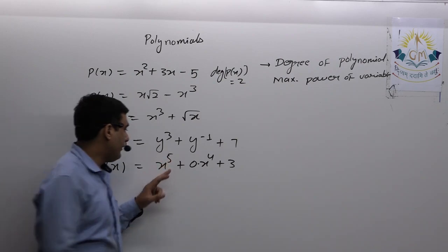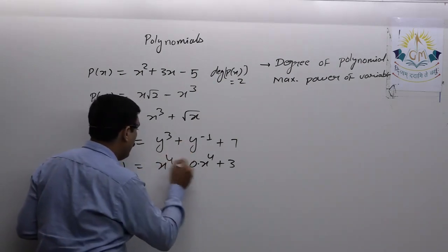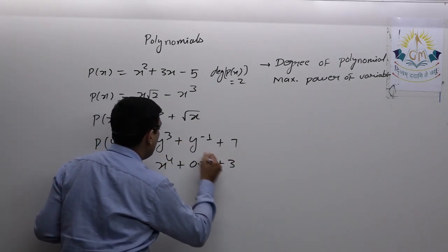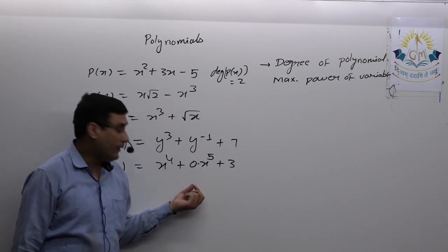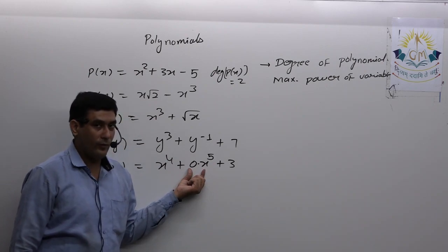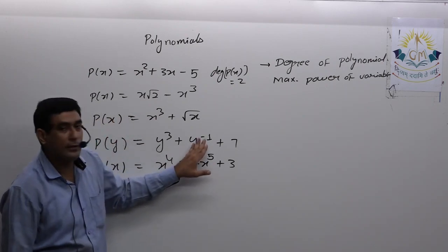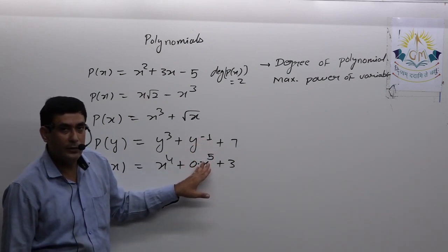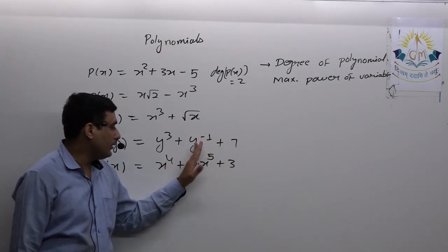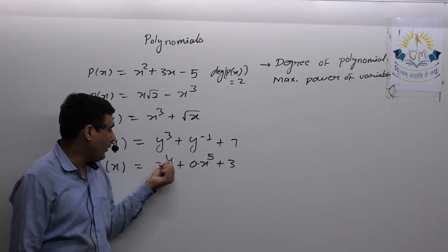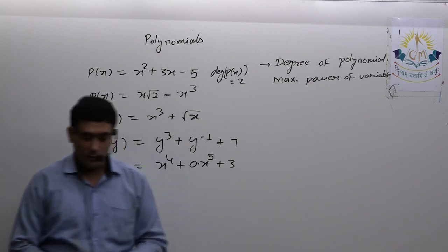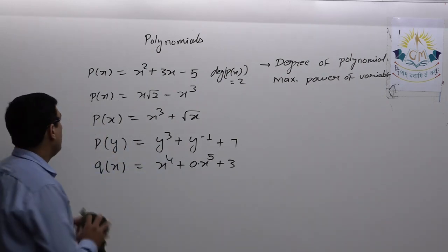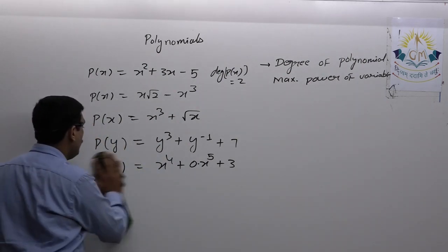See, here it is 5. So suppose I make it 4 and I make it 5, then what will be the degree of the polynomial? 4, not 5. Why? Because it is 0 into x raised to 5. This term is written just to confuse you. 0 times anything is 0. Actually this term is not there. As the term is not there, the maximum power is 4. So the degree of this polynomial is 4. So that is about the degree of polynomial.